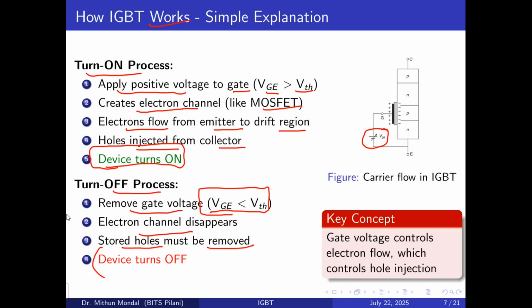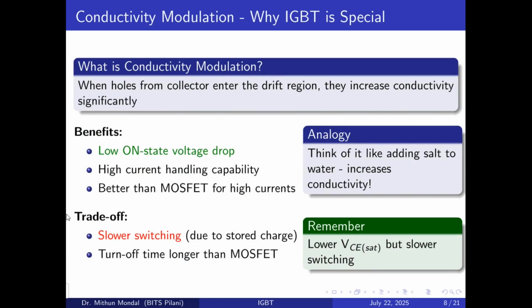Then only the device will turn off. So the key concept is the gate voltage controls the electron flow, which controls the hole injection. So it is the gate which is basically controlling all the electron flow in the IGBT. What makes the IGBT special in terms of conductivity modulation? So what do you mean by conductivity modulation?